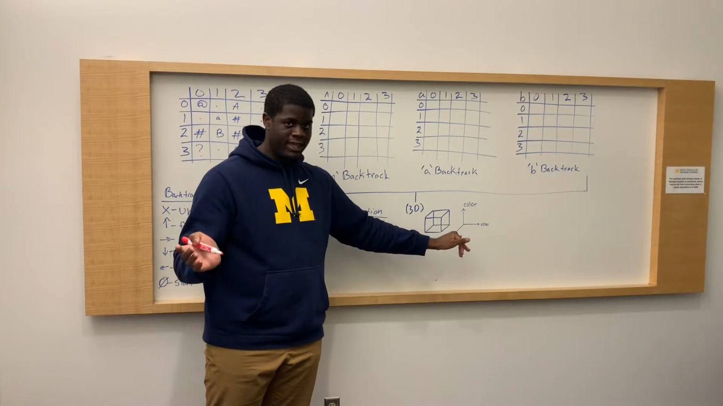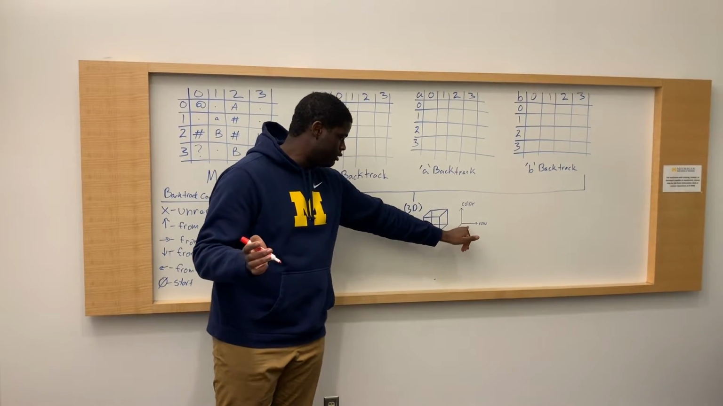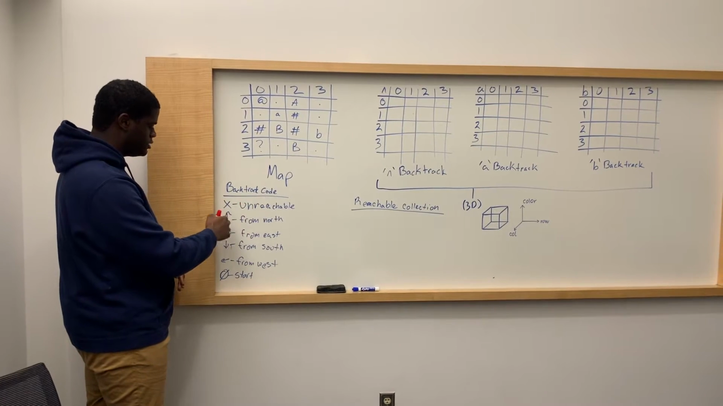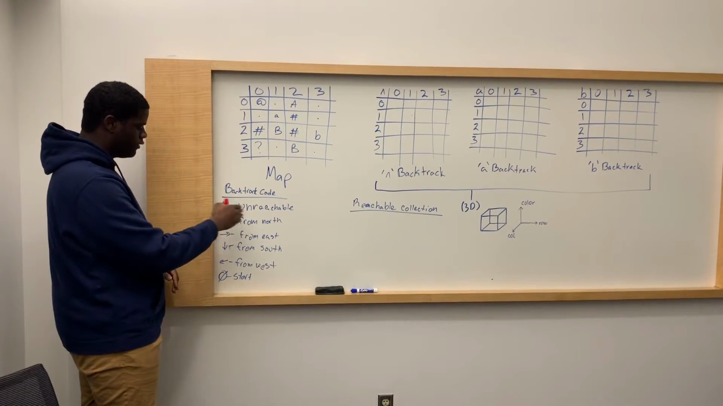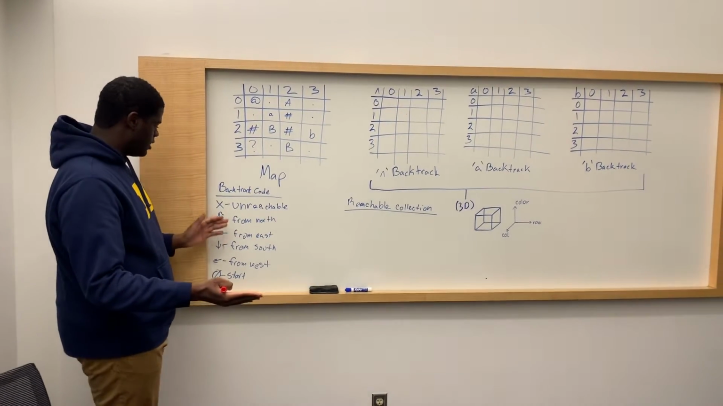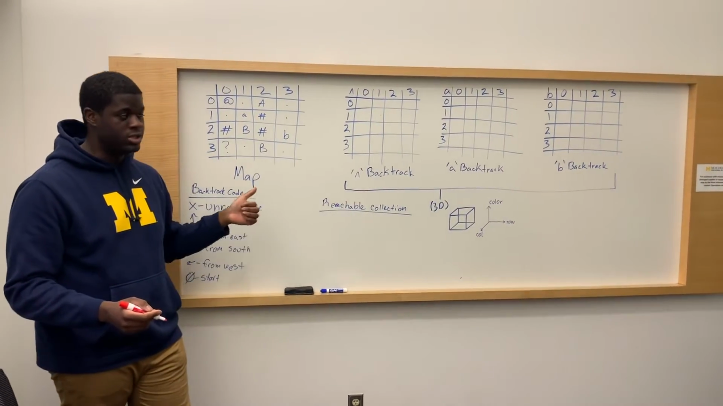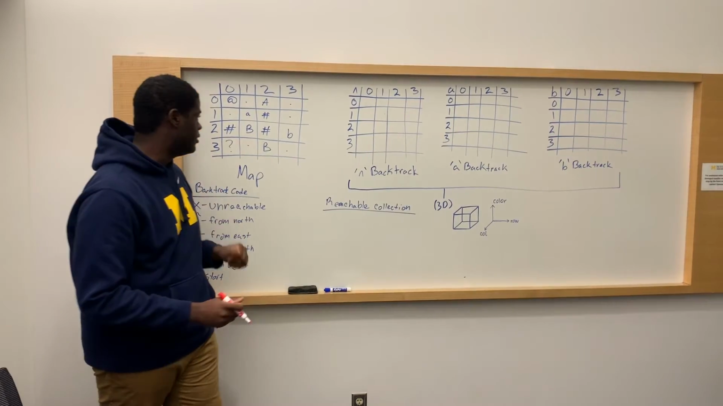So again, as you saw in the last example, in 2 dimensions we could backtrack between the 2D planes using just the same from north, east, south, or west. But now we need to add a different backtracking method to go between colors. And so we're going to talk about that in this example.